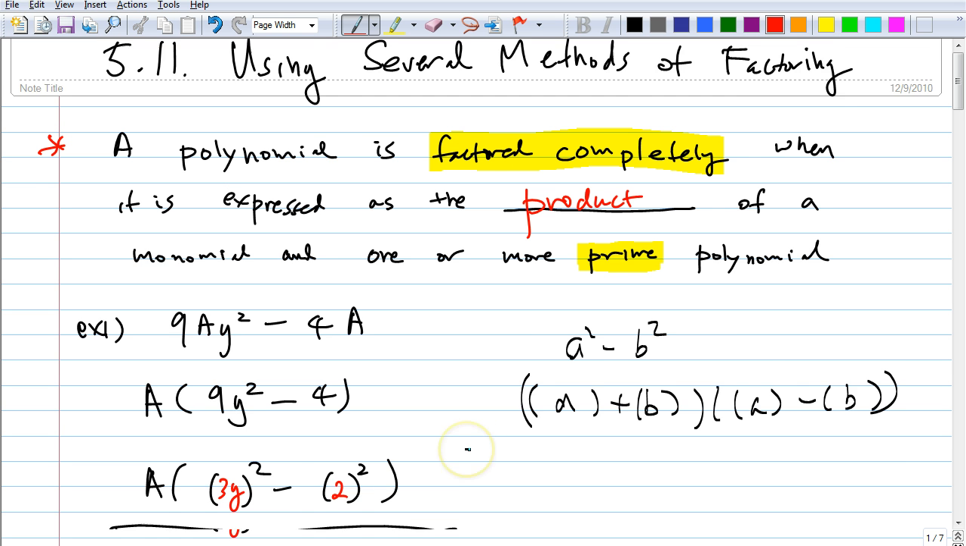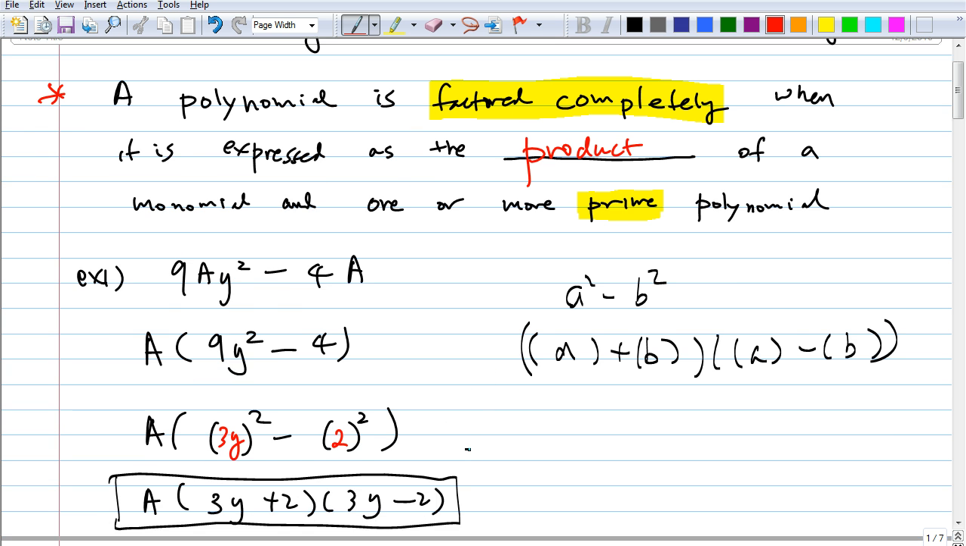Now, can I go any further? No. Look at all my polynomials, right? They're all prime. We can't factor any further. Now you're done factoring. Are we okay with that? You good? Good. Pretty straightforward. So today I'm going to give you some examples that you might see for your homework. We're not going to tell you which method to use. You need to choose the right method, okay? Good.